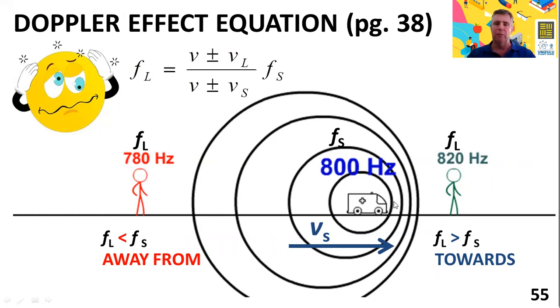You can also see how the waves seem to be getting squashed up in front of the ambulance and stretched out behind. So we expect that where the source is moving towards the listener, the frequency observed by the listener will be greater than the frequency of the source. Where they're moving away from each other, the frequency observed by the listener will be less than the frequency of the source. Now, in fact, you can simplify this complicated equation just by taking note of the fact that it's only relative motion that is important.